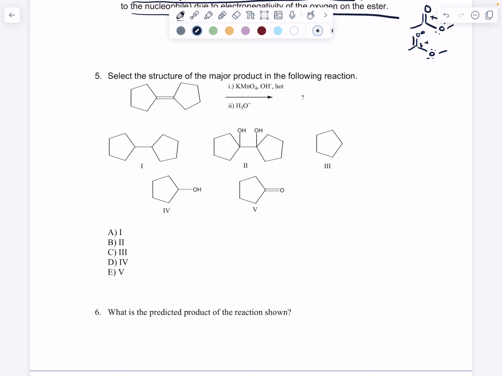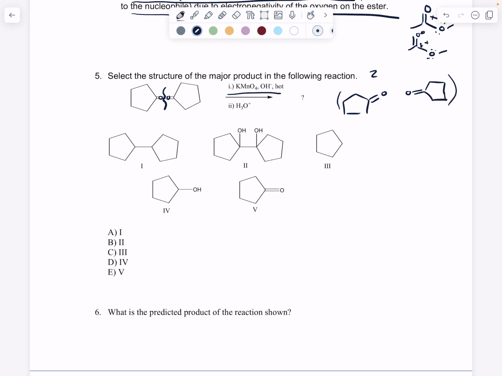So when I see KMnO4 and it's hot, I know that it's going to cleave a double bond and add an oxygen on each side. So that would give me this. And it would just give you 2 of these. And we've done a question exactly like that.